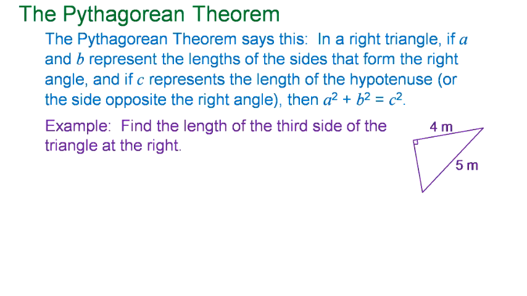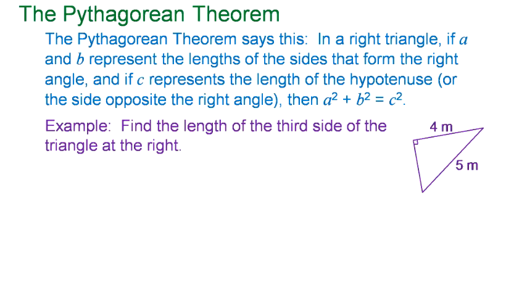Before I can work my next example, I need to discuss the Pythagorean theorem. The Pythagorean theorem says this: in a right triangle, if A and B represent the lengths of the sides that form the right angle, and if C represents the length of the hypotenuse, or, in other words, the side opposite the right angle, then A squared plus B squared is equal to C squared.